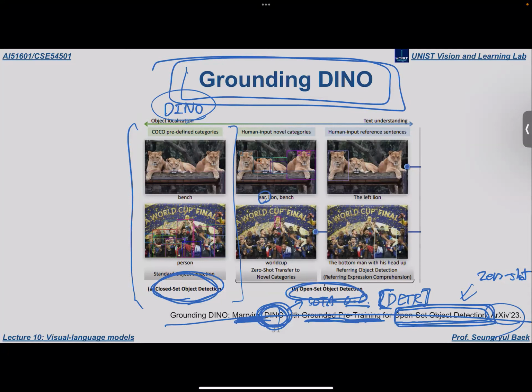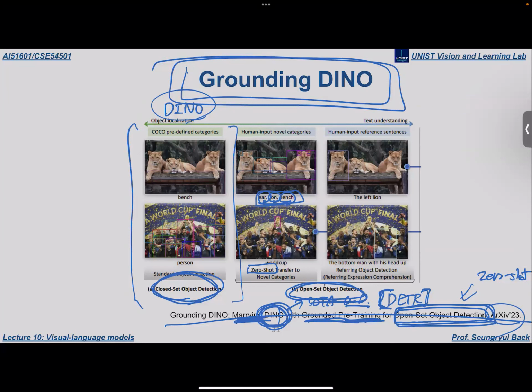So this is ear, lion, bench. The example classes were unseen during training, maybe. But even though they were unseen during training, they can achieve the object detection. That's actually the zero-shot task.